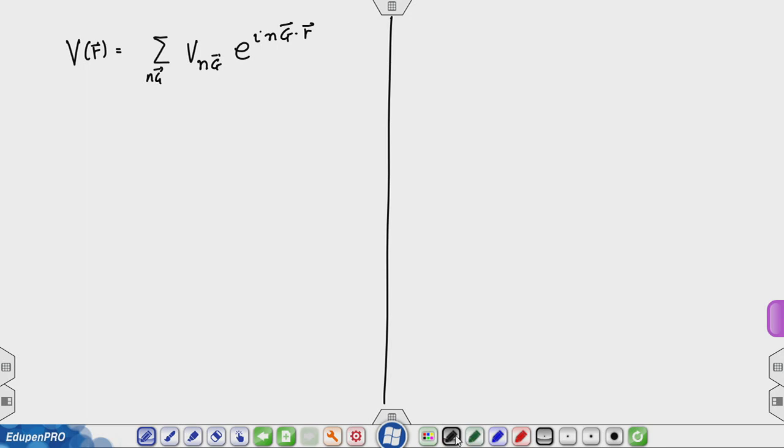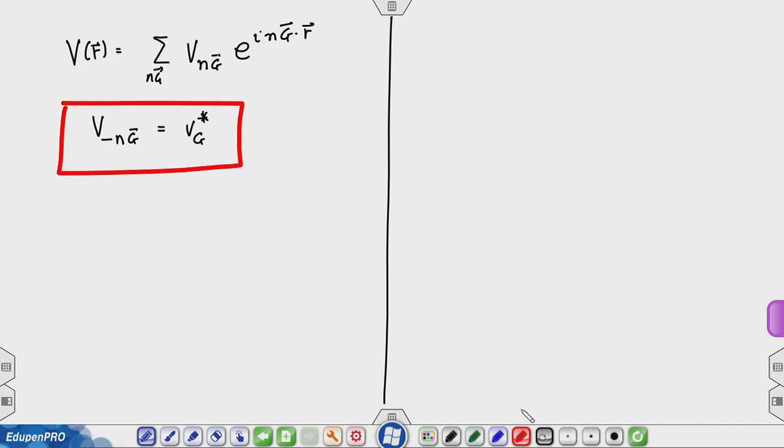Then before I proceed further, I would like you to show something. I would like you to show that V minus n g is equal to V n g star. Show this. Well, this should be n. Now, let us do perturbation theory.